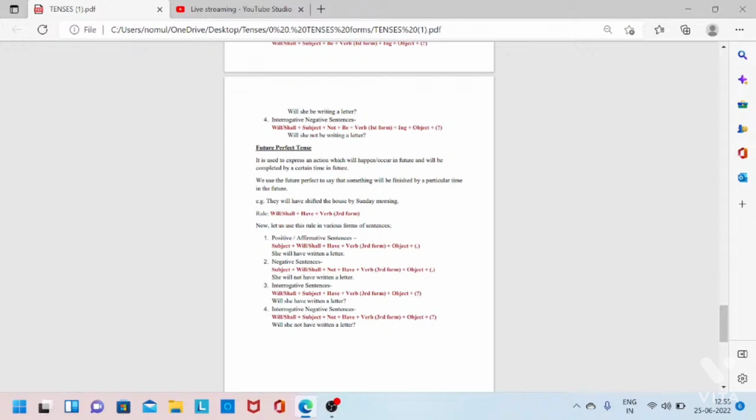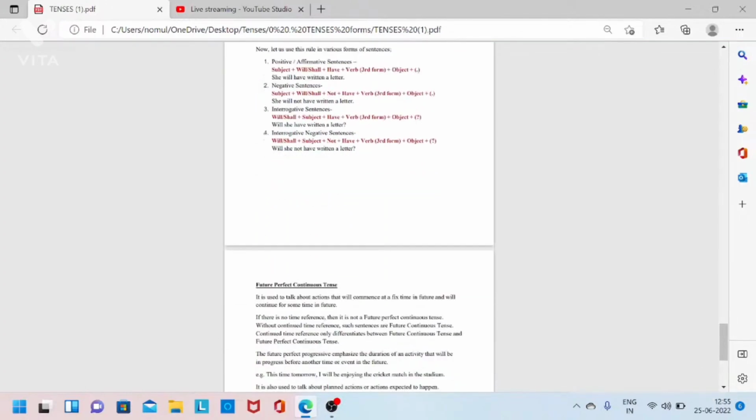Interrogative sentence, will plus subject plus have plus verb 3 formation plus object. Will she have written a letter? And for the interrogative negative sentence, we insert not in between subject and auxiliary verb. Will she not have written a letter? So these are the formations of that.